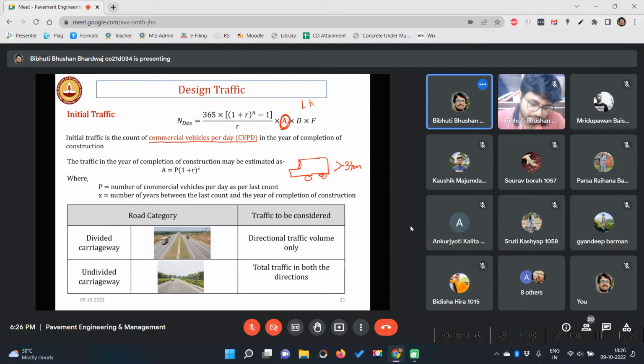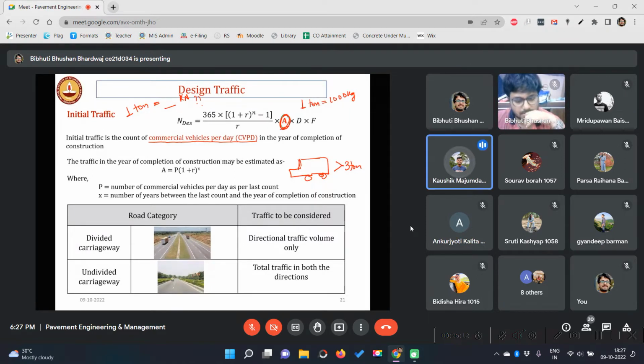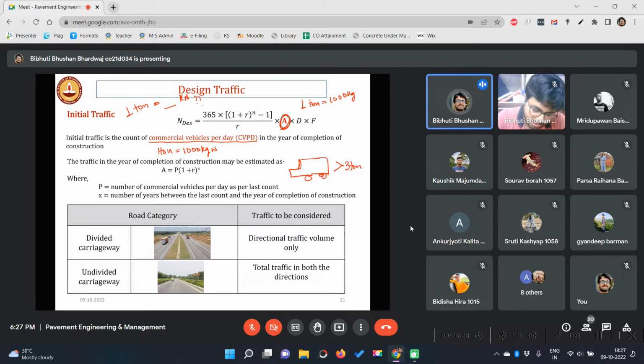So 1 ton is how much? 1,000 kilograms. Can you give me this conversion? 1 ton will be how many kilonewtons? So 9.8 kilonewton. See, 1 ton is 1,000 kg, or you can write kg weight. That is converted into newton by multiplying by 9.81. So in kilonewton it will be 9.81, about 9.8. You can write down this important relationship, which will be useful.